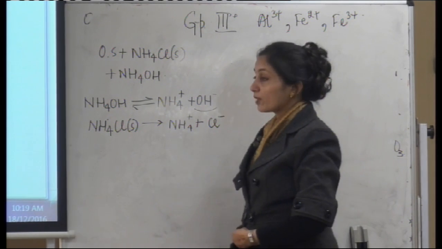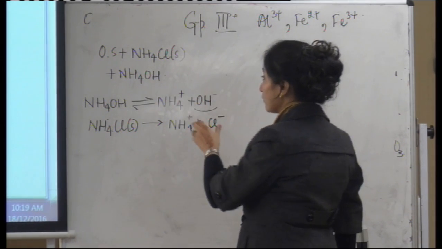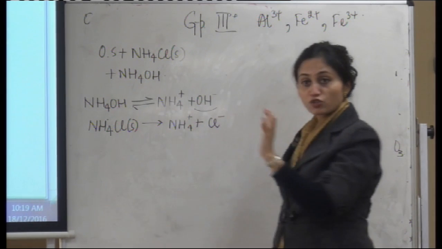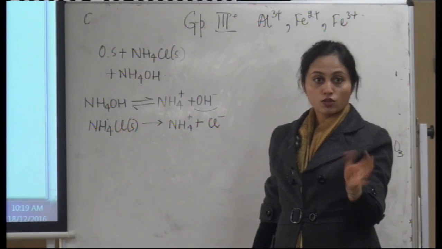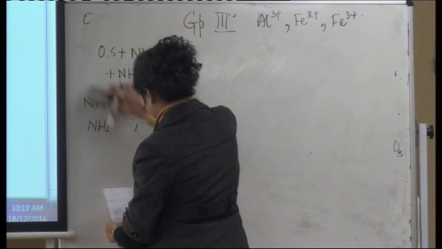So what is the purpose of doing it here? The purpose of doing common ion effect here is that we want the OH- ion concentration to be controlled so that only group 3 ions are precipitated. Now let's come back onto it.